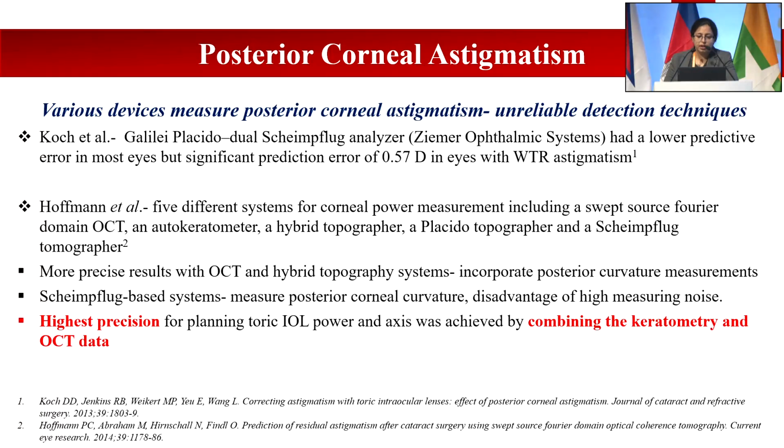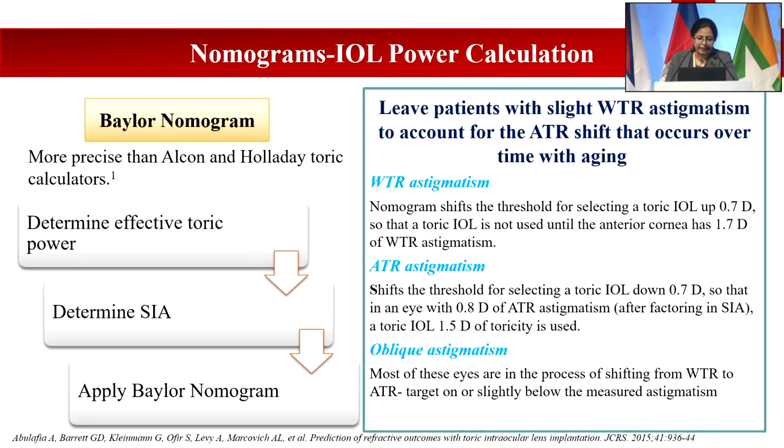So posterior corneal astigmatism, various devices do measure them, as we just saw earlier, and the highest precision as found in this study by Hoffmann et al. was observed by combining the keratometry and OCT based data.